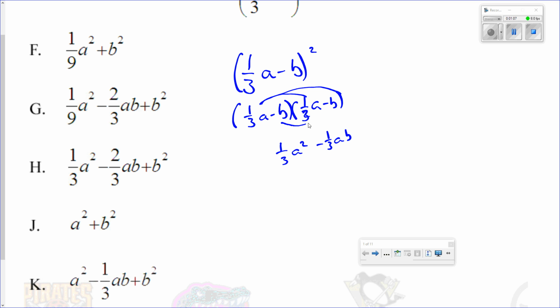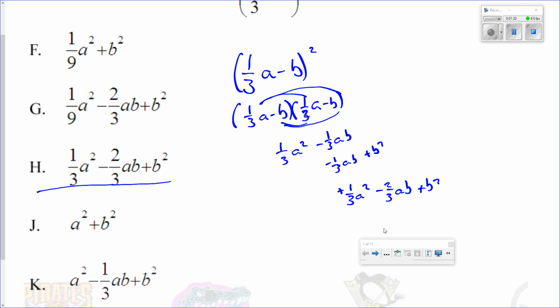Then we're going to do this one. That's another negative 1/3 ab. And then negative b times negative b is a positive b squared. So we should have 1/3 a squared minus 2/3 ab plus b squared. So I'm thinking this is not negative. I don't know why I wrote that.